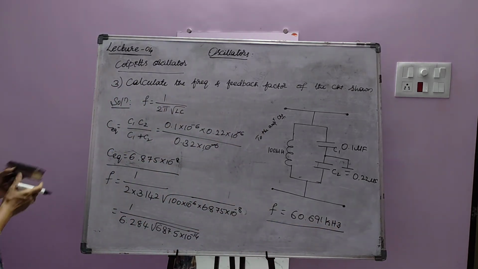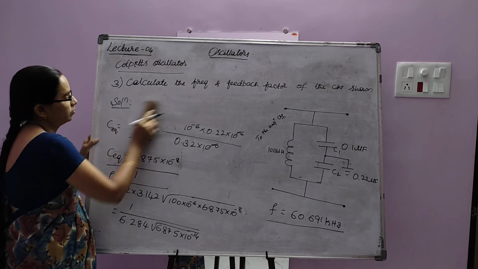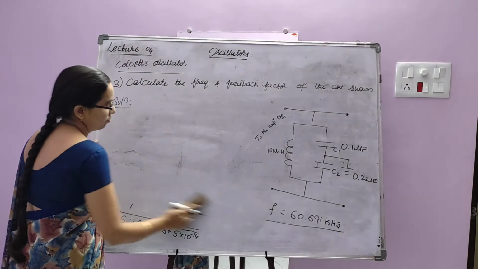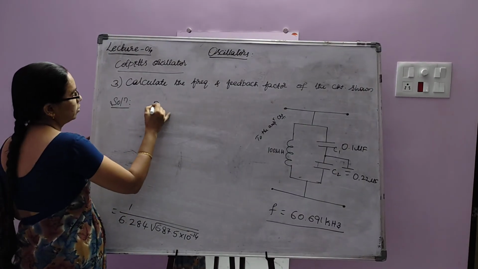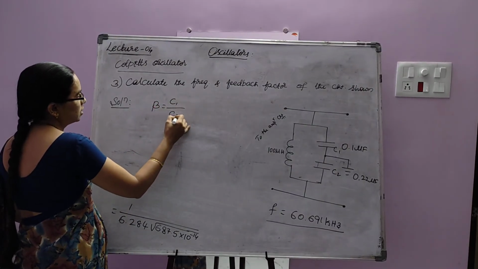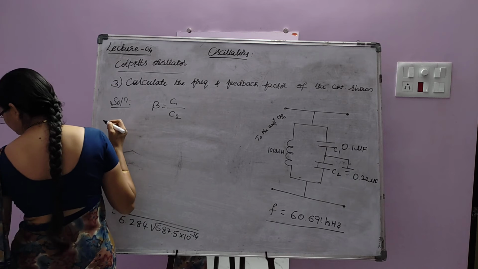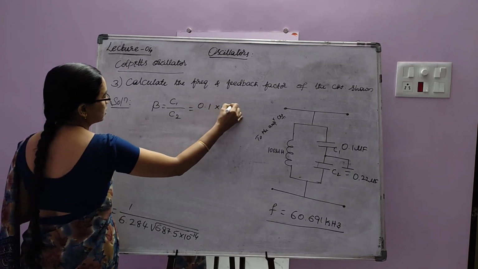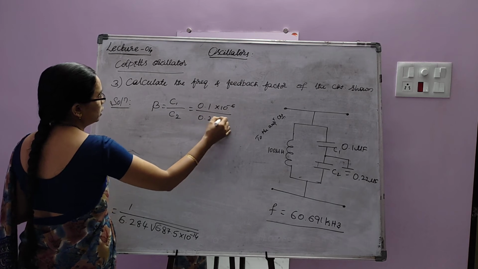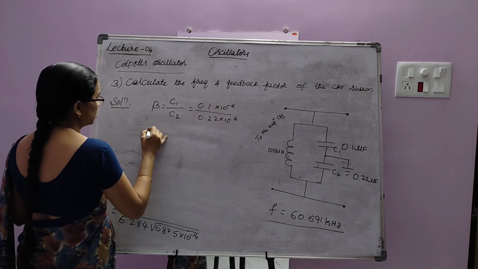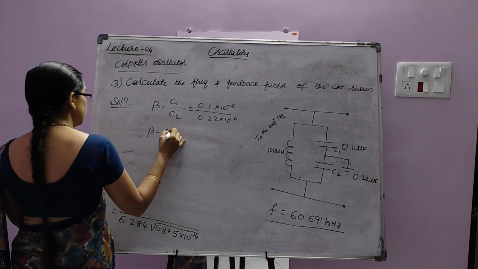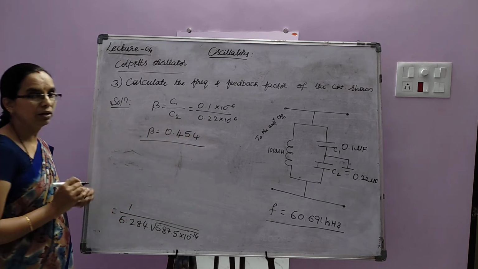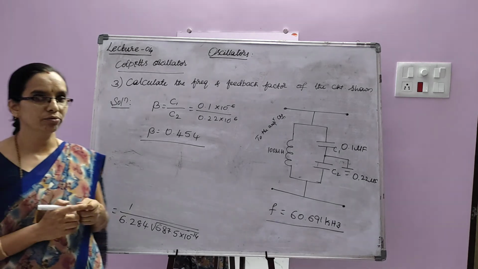And one more thing we have to calculate, that is the feedback factor. Feedback factor will be given by the formula C1 by C2, 0.1 into 10 to the power of minus 6 divided by 0.22 into 10 to the power of minus 6. Feedback factor, beta value will be 0.454.